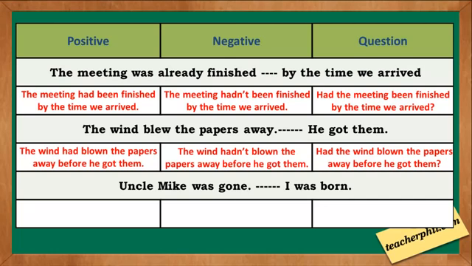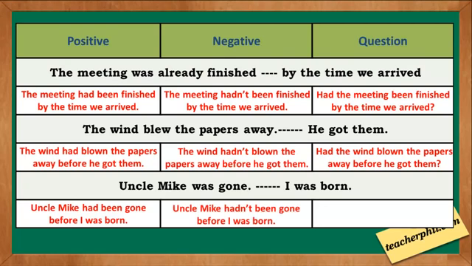The last one, Uncle Mike was gone, and I was born. The correct positive statement is: Uncle Mike had been gone before I was born. The negative statement is: Uncle Mike hadn't been gone before I was born. And the question is, had Uncle Mike been gone before I was born?